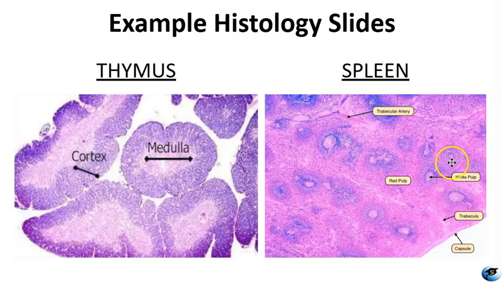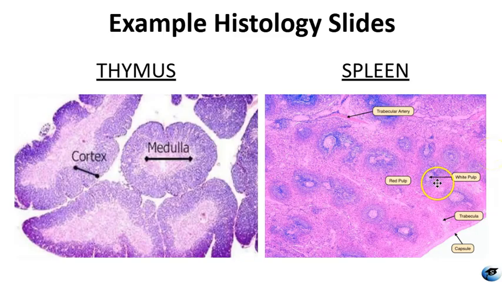And then the spleen is even more different from lymph nodes because it lacks a defined cortex and medulla. Instead, it has white pulp and red pulp. The white pulp appears as circular or oval lymphoid areas surrounding central arteries. Within the white pulp, you can identify the periarteriolar lymphoid sheath, which is rich in T cells. This one's not quite zoomed in enough for you to see that. And then adjacent follicles rich in B cells.